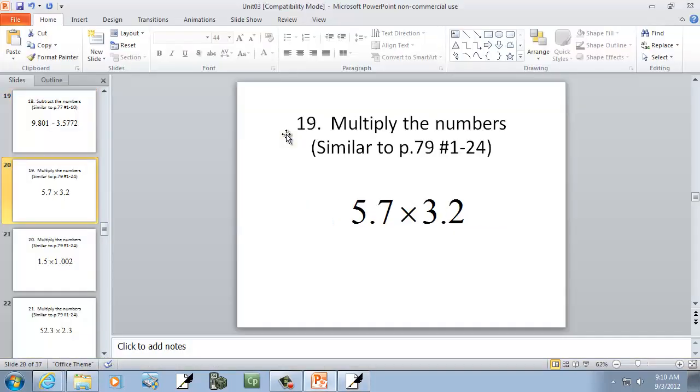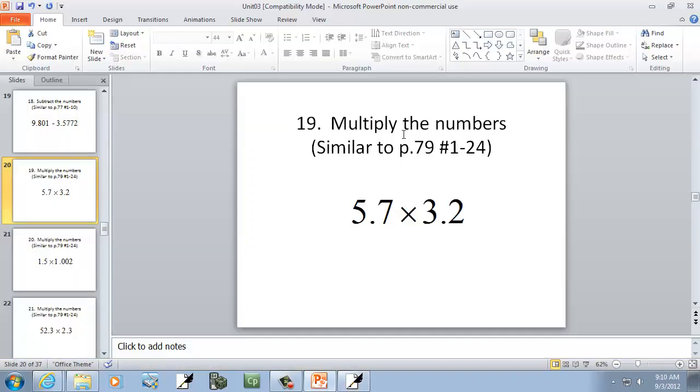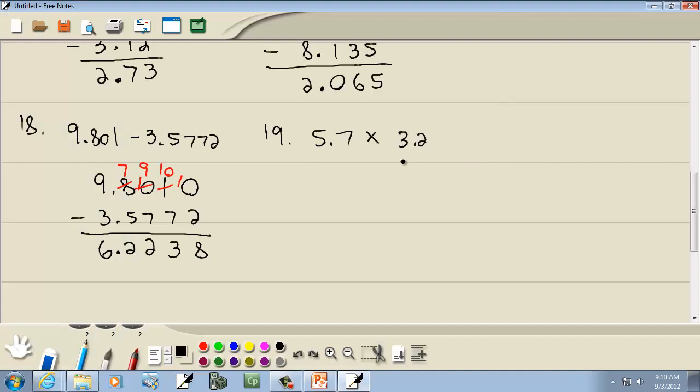Now, next problem is multiplying. So let's take a look at this. 5.7 times 3.2. Now we want to line this up in a vertical format, and usually you put the one with the most digits on top, and then times 3.2.